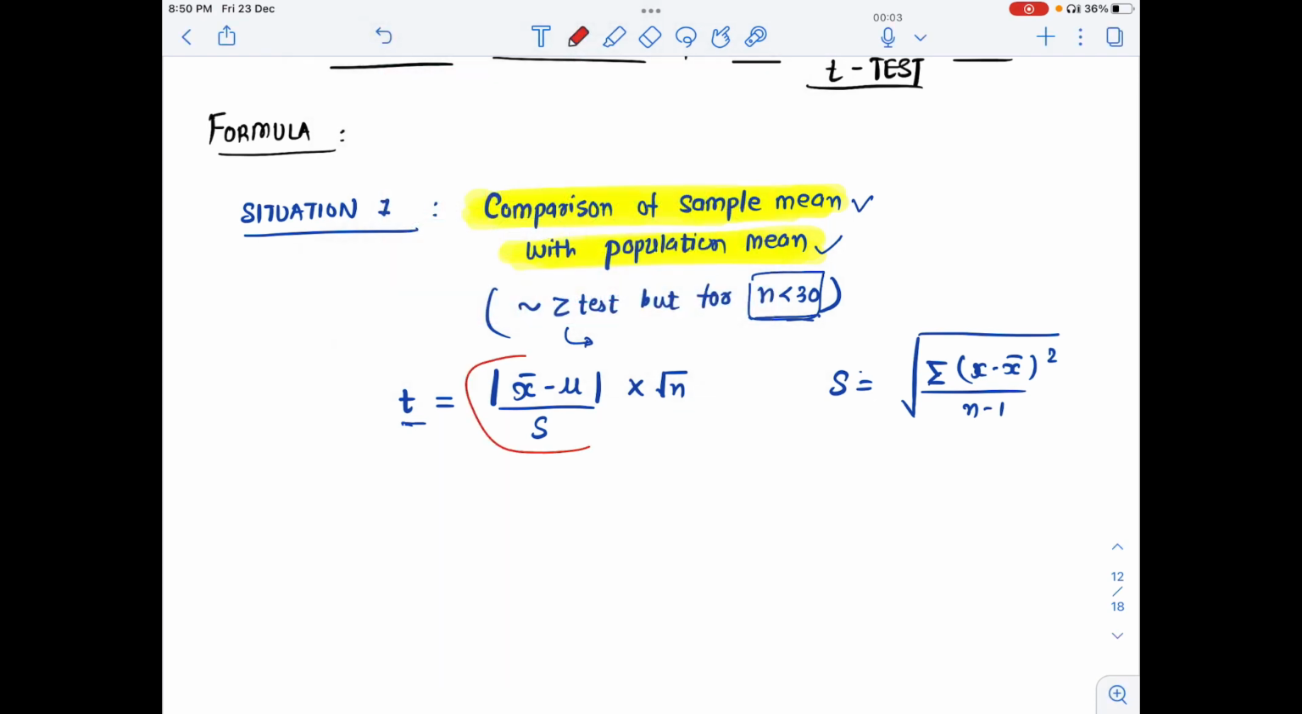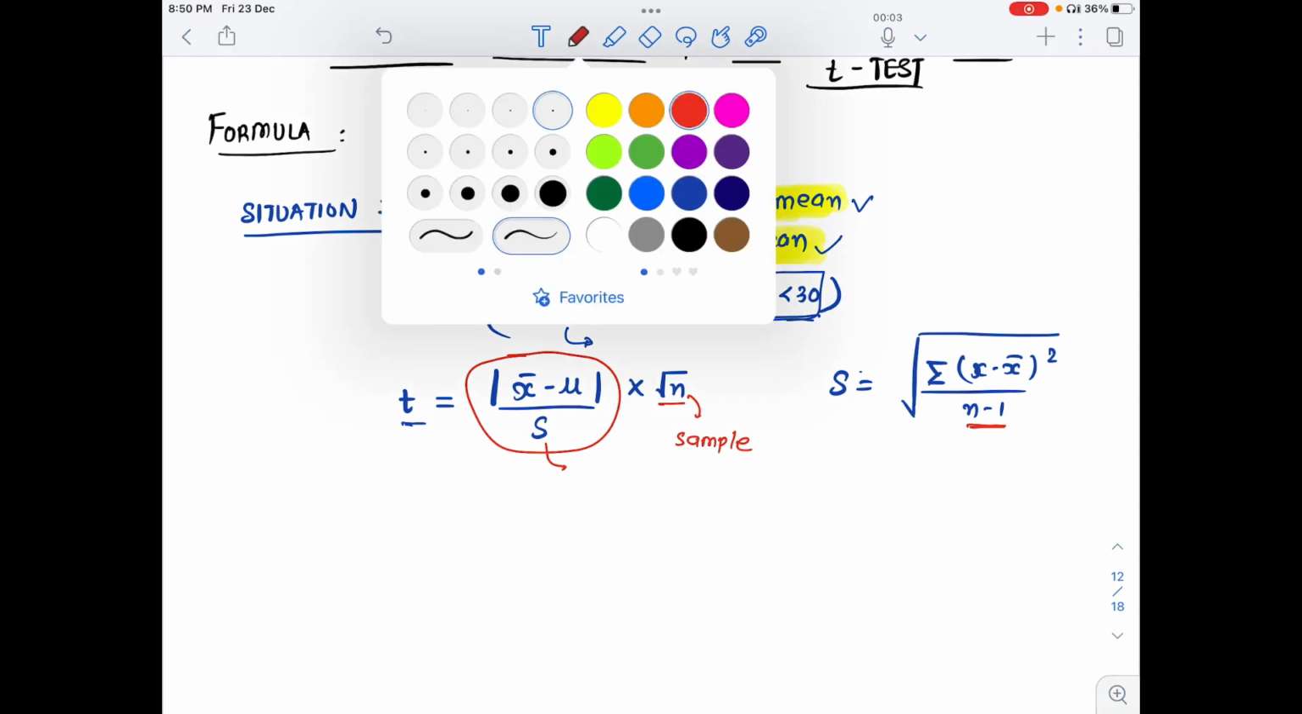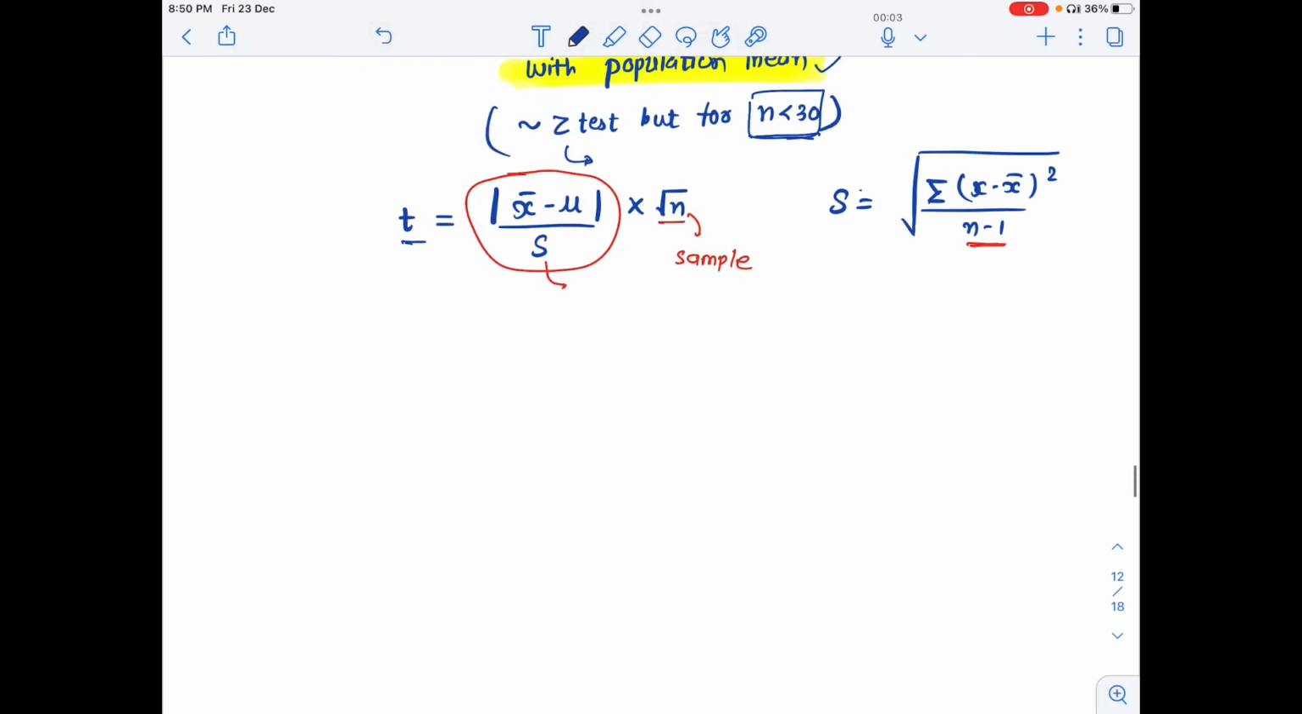now if you see, this part is just like the z-test. Root n, the sample size, is added, and in the standard deviation formula there is n minus 1 because the sample size is very low, which is less than 30. So this is the first formula.